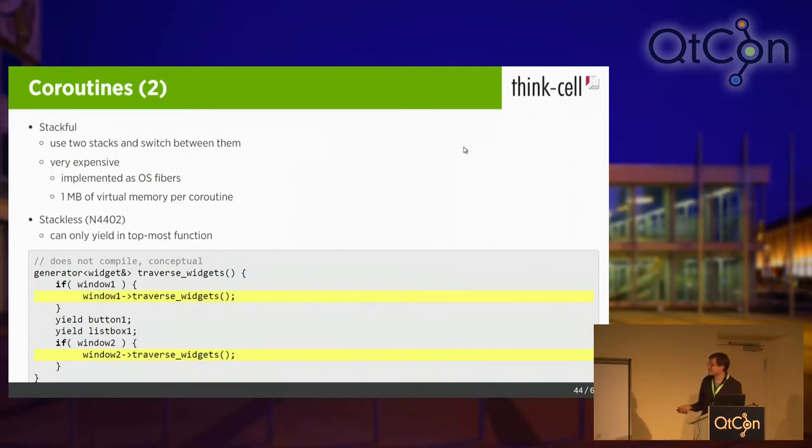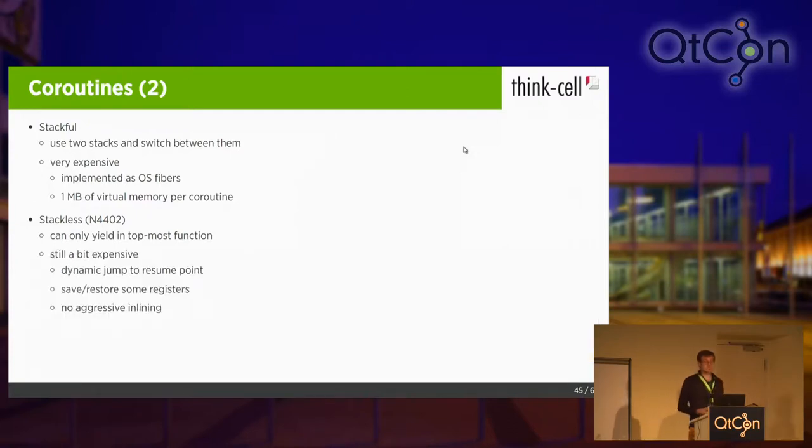But that limits quite a bit what you can do, because one reason that you want this kind of thing is that you are recursing, and there naturally you want to yield inside these recursive functions. And it's also still a bit expensive, because every time you yield to the other fiber, you have to find your resume point. So you're going to have something like a dynamic jump, kind of like a virtual function call every time you're doing it. Again, if you are in a very tight loop and you want to aggressively inline your loops and aggressively optimize the code, that's not something you want to use.